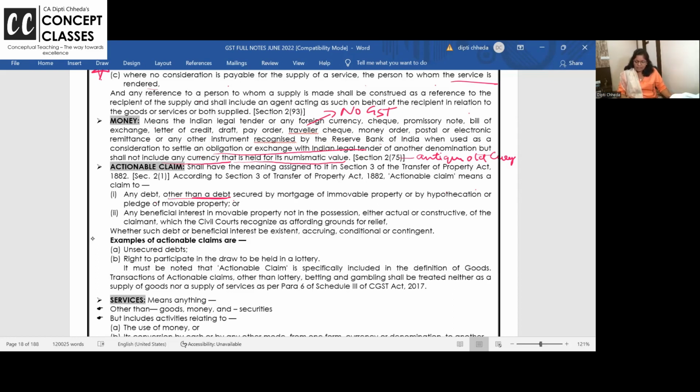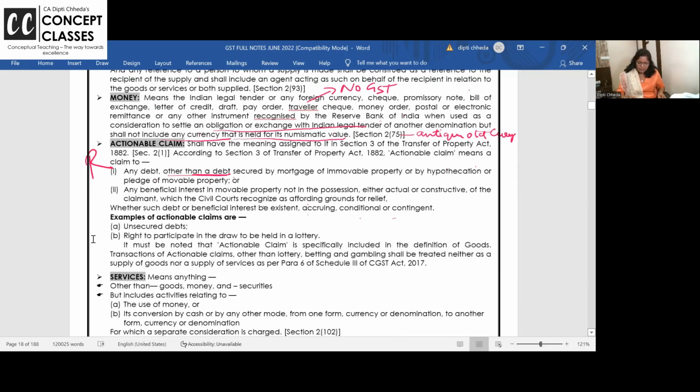Or beneficial interest in movable property not in possession, either actual or constructive, which the civil courts recognize as, sometimes you can call it a contract, agreement for constructions and all. Where such debt or beneficial interest, mark this R for reading. How much to do of actionable claim for the exam, I'm going to tell you.